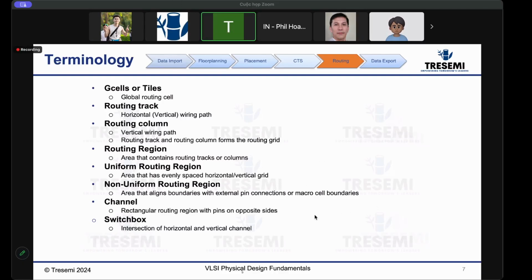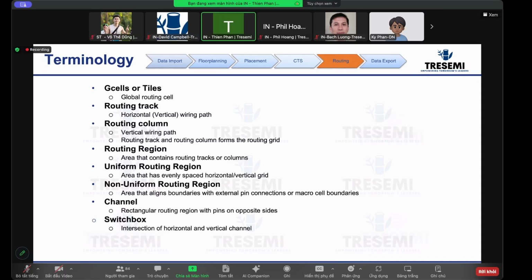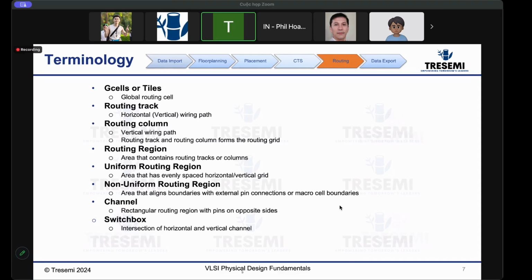Imagine you have like four macros, or just like an intersection, where everything comes in and then connects to four sides: top, bottom, left, and right. So essentially you have one vertical channel and one horizontal channel. When they intersect, let's create the switch box.